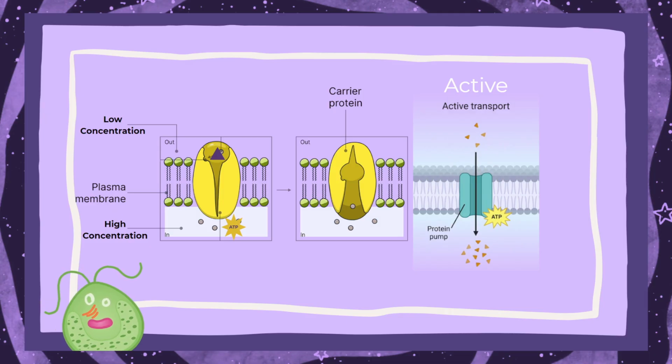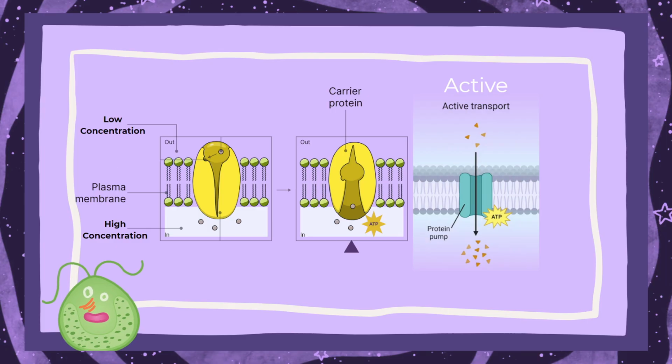This change, called phosphorylation, causes the protein to change shape. As a result, ions are physically moved across the membrane against their concentration gradient. This process is extremely important because it allows cells to maintain specific internal conditions, even when the external environment is very different. This regulation is a key part of homeostasis.